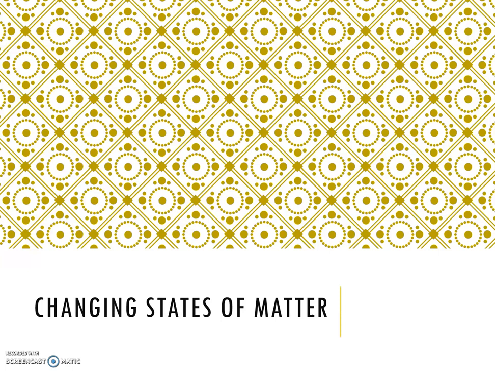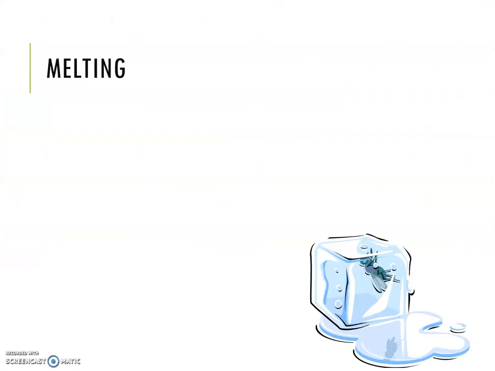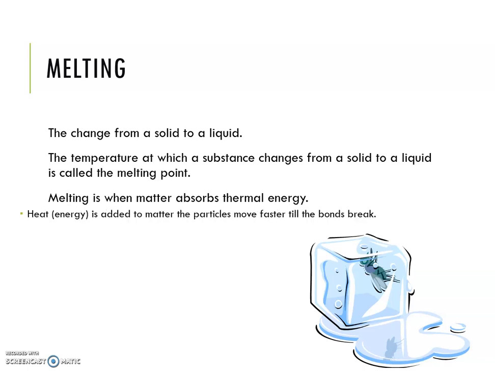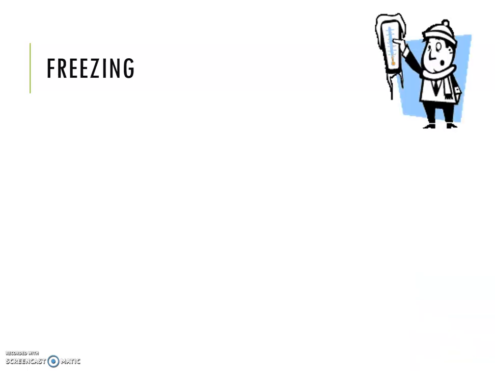Changing states of matter. If we're looking at things that are melting, it changes from a solid to a liquid. The temperature at which the substance changes from a solid to a liquid is called the melting point. Melting is when matter absorbs thermal energy, so we add heat, and heat energy is added to the particles so they move faster and faster and those bonds break.